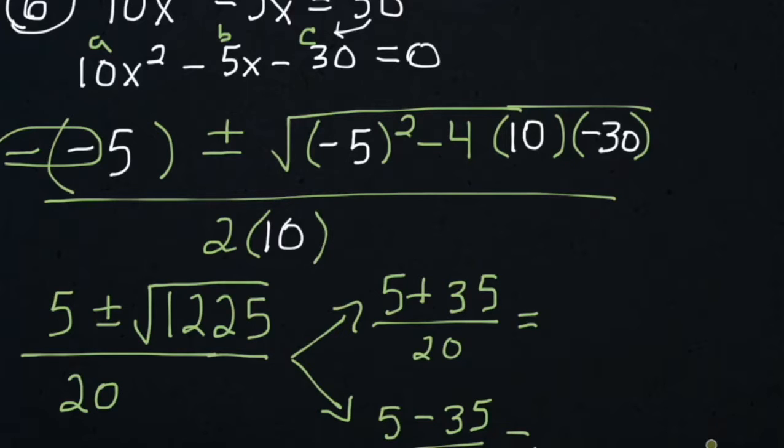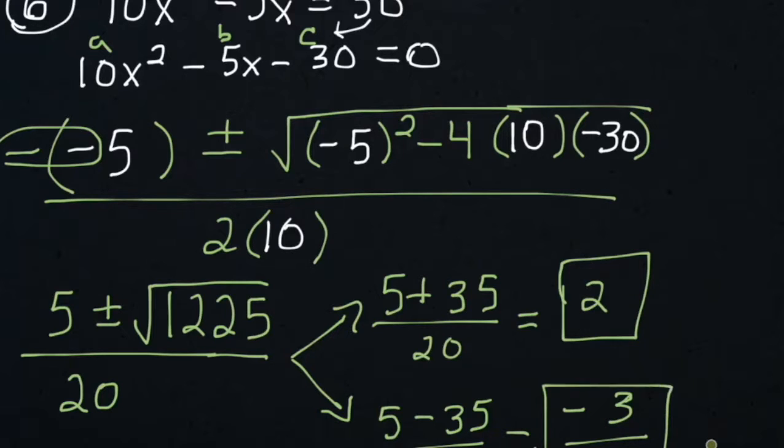So 5 plus 35 is 40. 40 divided by 20 is 2. 2 is one of my roots. 5 minus 35 gives me a negative 30. Divided by 20, that gives me negative 3 over 2. So my roots are at negative 1.5 and positive 2.